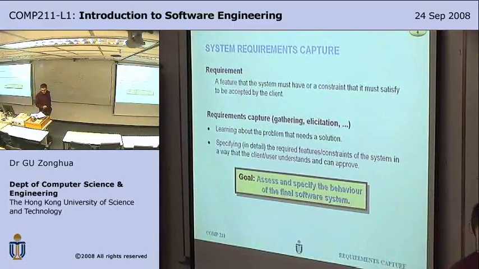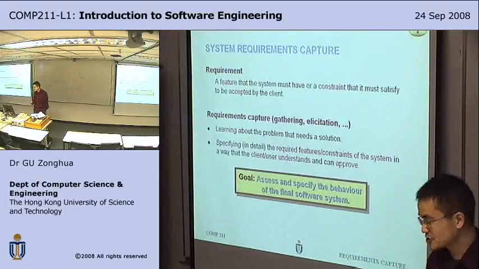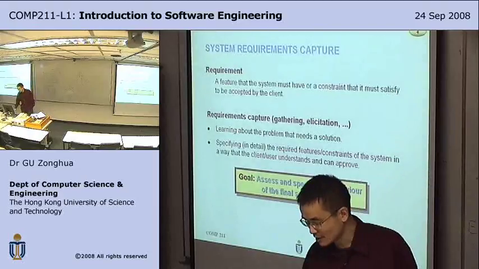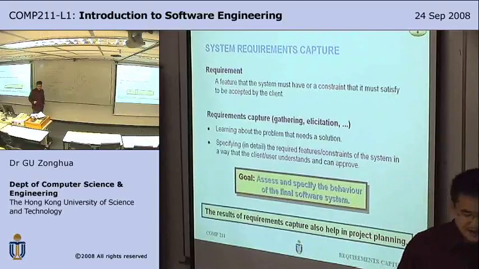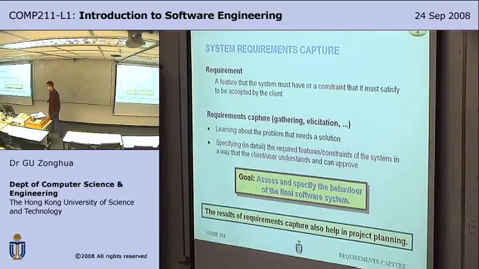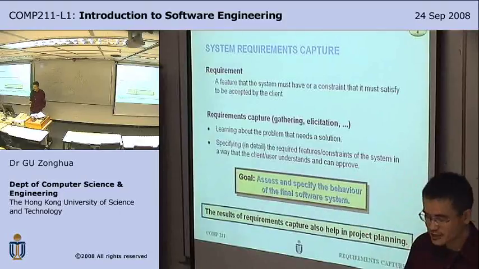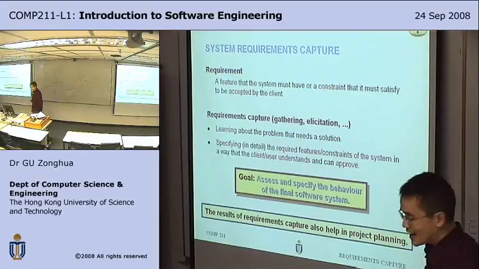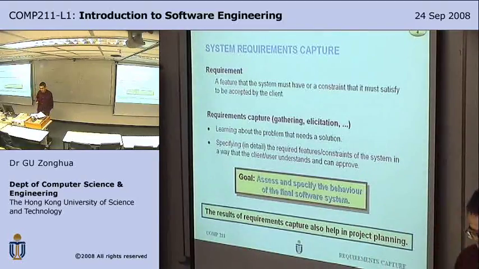The goal is to assess and specify the behavior of the final software system. Before everything else starts, you need to specify what you want to know where you are going. So, there's a saying that if you don't know where you're going, you'll never get there, right? So, the results of requirements capture also help in project planning. That is, if you know precisely what you're trying to accomplish, you can plan the resources better, estimate time and budget costs.